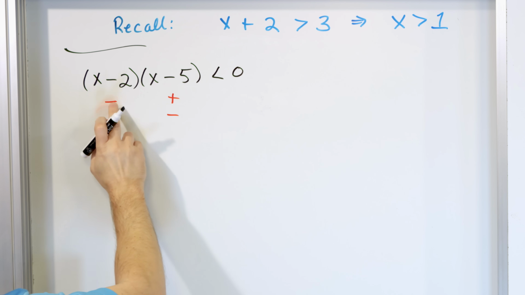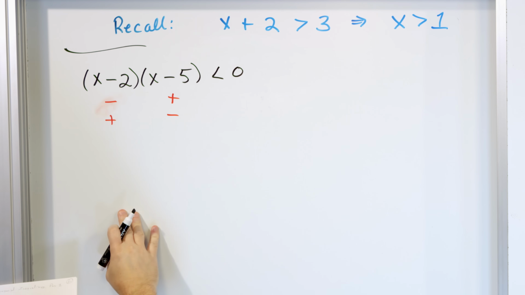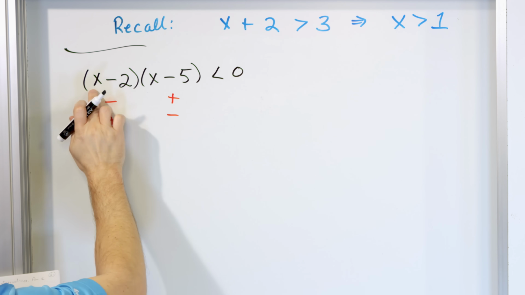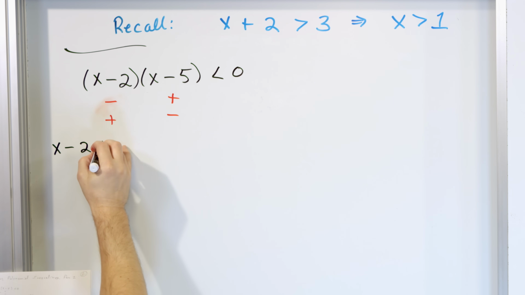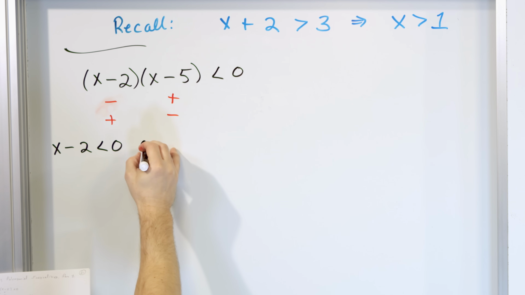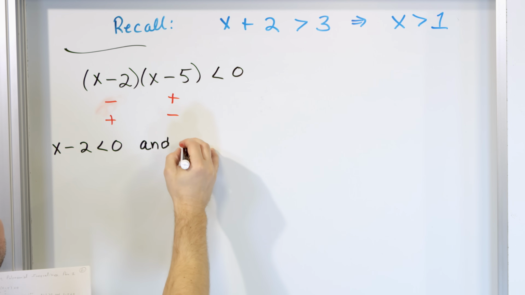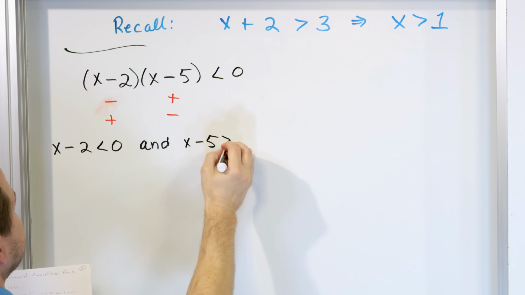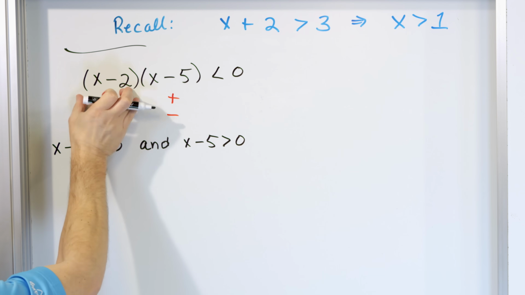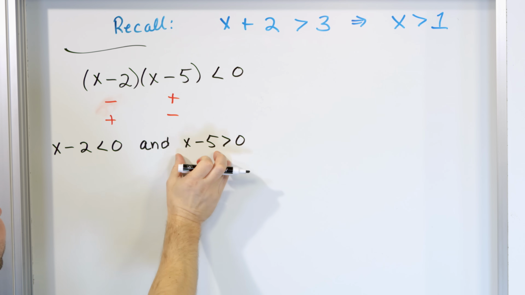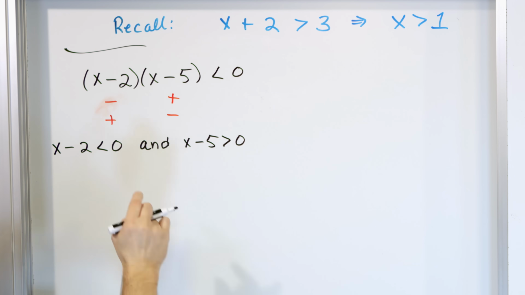So we first look at the top case here. We want to say, in this case, if it's negative here, x minus 2 has to be less than 0, and we're going to write the word and, x minus 5 greater than 0. So if we make x minus 2 negative and we make x minus 5 positive, then in that case, when they multiply, you will always get what we're trying to get over here in your problem, right?